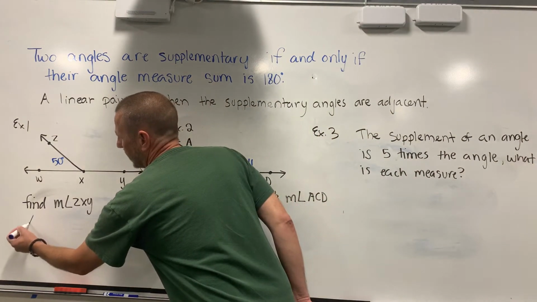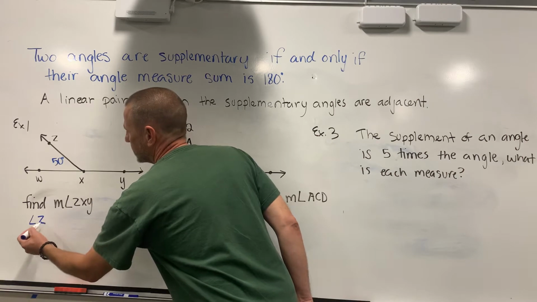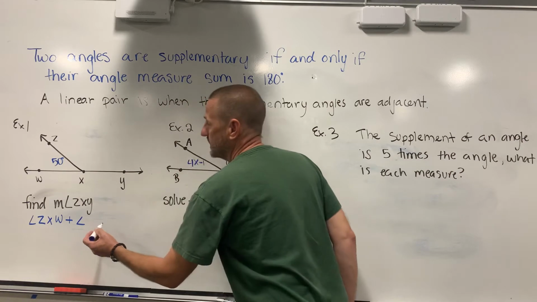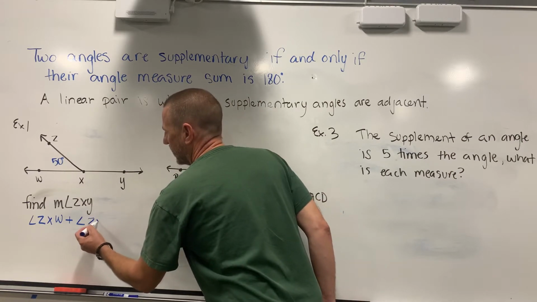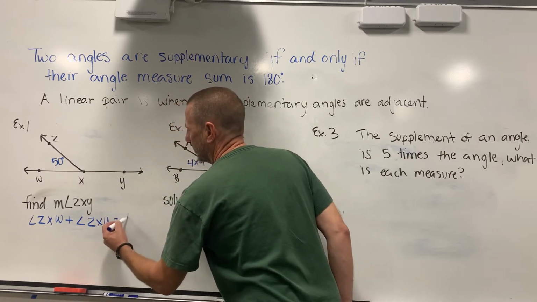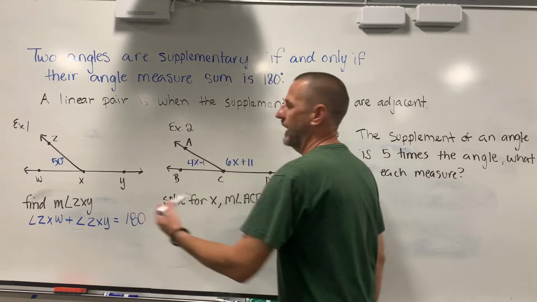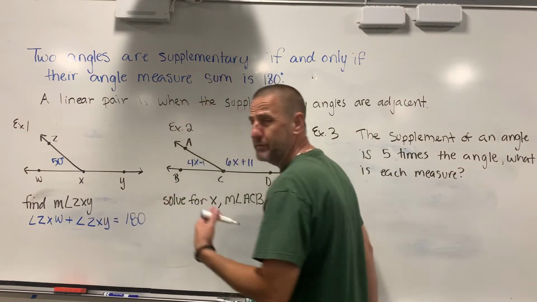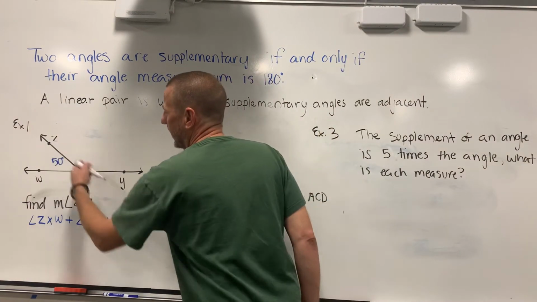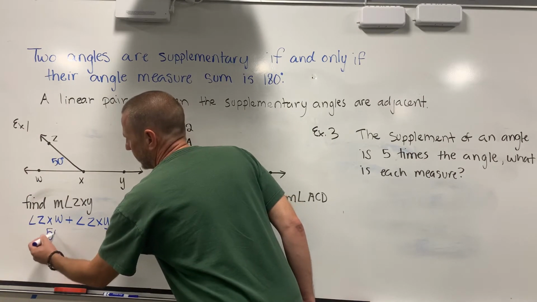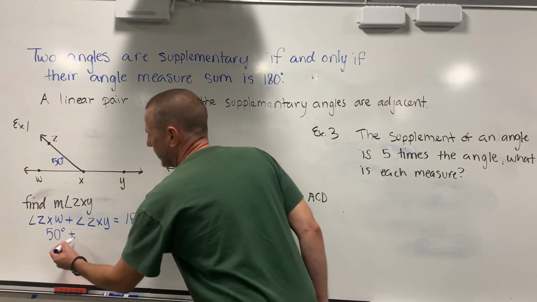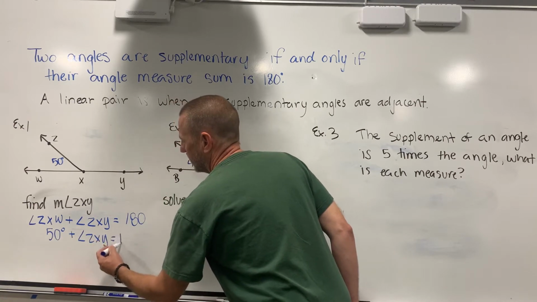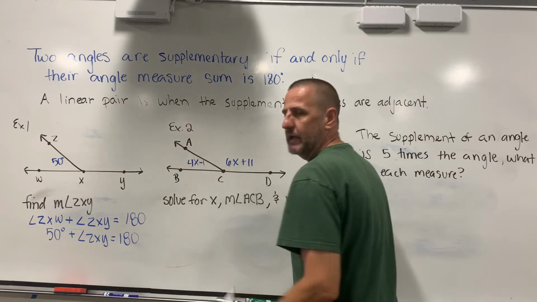So I know, for example, that angle ZXW plus angle ZXY has to equal 180 degrees. Together, those two have to make 180 degrees. And so, if I substitute in some values, I know that ZXW, for example, is 50 degrees. And that means ZXY and 50 degrees, when you add them together, you get 180.